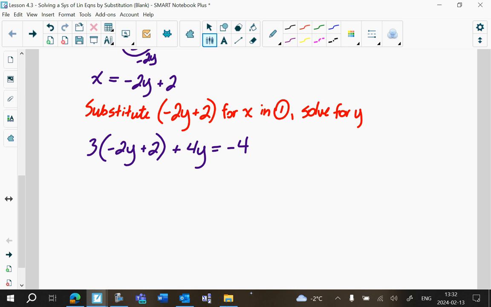But you got to remember your grade 9 algebra. I got to get rid of parentheses, I got to collect like terms, and I got to get y by itself. So if I multiply everything inside by 3, what does this look like? Plus 4y is equal to negative 4. Keep going. Can I simplify this side further? Yeah, I can collect the y's to negative 2y plus 6 equals negative 4.